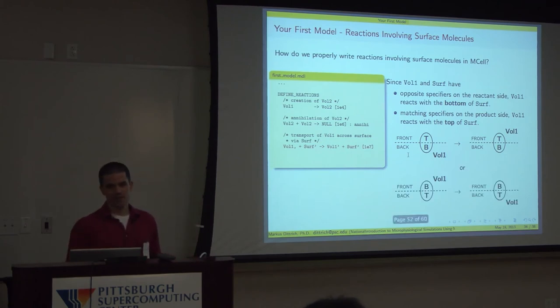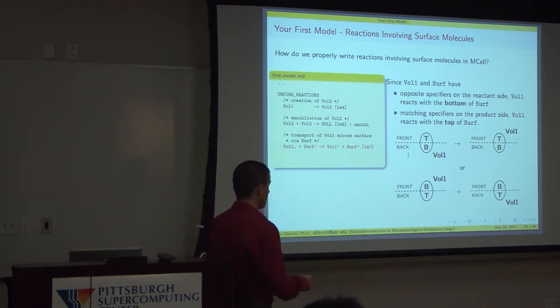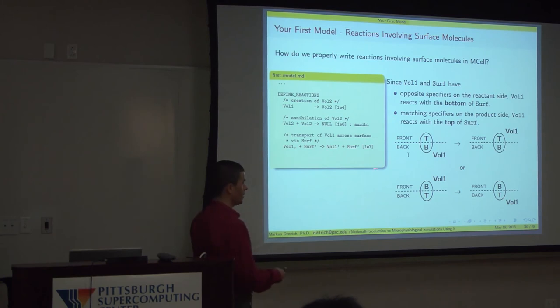I told you that those are relative orientations. So this reaction doesn't tell you anything about whether the surface molecule is in the surface top front or front back, right? So this reaction also specifies this other reaction. In this case, you pump a volume molecule. Let's say, if you look at the surface, the back is the cytoplasm and the front is the extracellular side. Then this process pumps it from the cytoplasm to the extracellular side. This pumps it from the extracellular side into the cytoplasm.